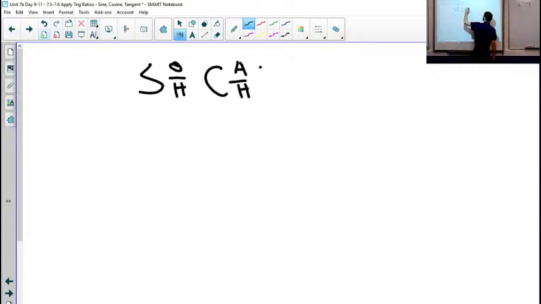And that is SOHCAHTOA. Just a memory trick so that you know which one goes with sine, which one goes with cosine, and which one goes with tangent. SOHCAHTOA. Sine goes with opposite over hypotenuse. Cosine goes with adjacent over hypotenuse. SOHCAHTOA, tangent goes with opposite over adjacent.